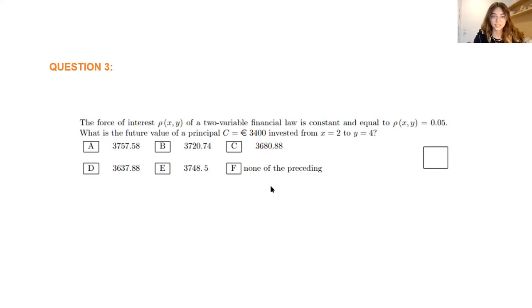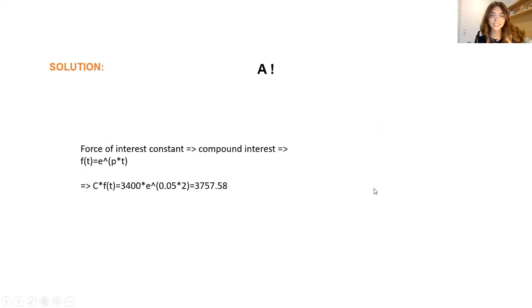Okay, so now I guess we can see. It is A indeed. Congrats. So basically, how do we know that it's A? Because here they give you a hint. They tell you that the force of interest is constant. So what does it mean? It means that it is a compound interest. And thus you're searching for f(t) equal to the exponential of the force of interest times t. And thus if you plug it in, you can find C times f(t). Do you guys have any questions about this one?